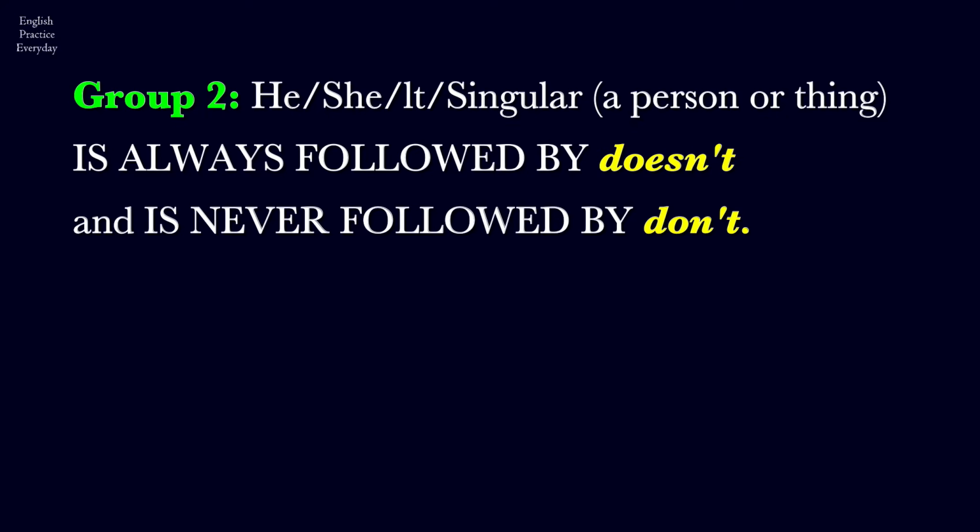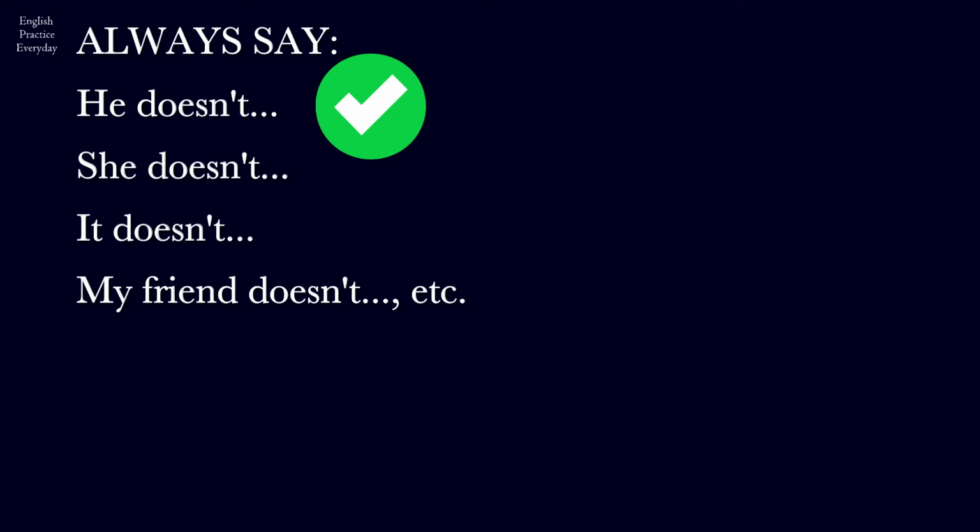Group 2. He, she, it, and singular of person or thing is always followed by doesn't and is never followed by don't. So always say he doesn't, she doesn't, it doesn't, my friend doesn't, etc.